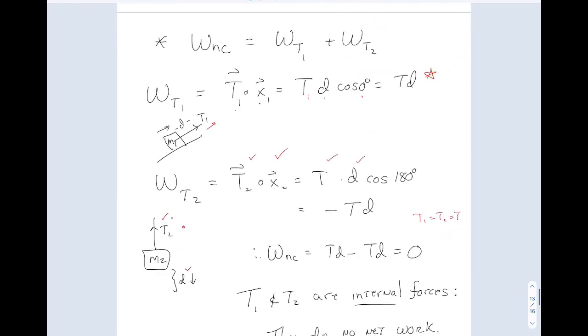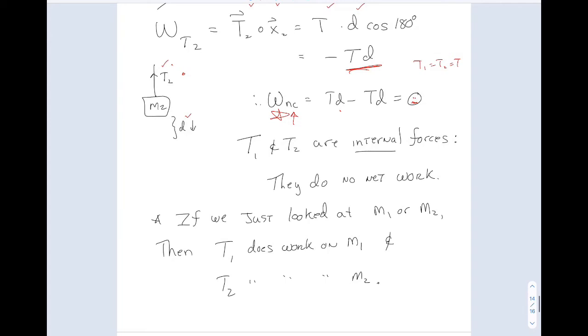So the work done by T1 is Td, and the work done by T2 is minus Td. The net work done by the non-conservative tension force is Td minus Td, which is 0. So if you take it as a system, the net work done by tension is 0. One work is positive, one is negative, because the tensions are internal to the system. They do no net work.